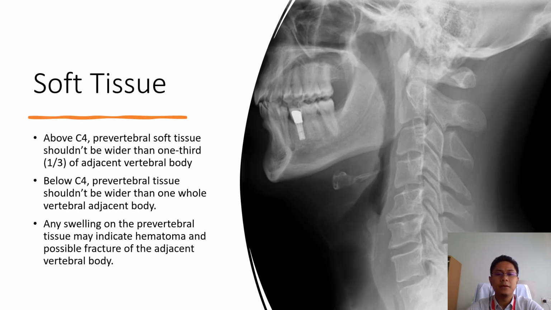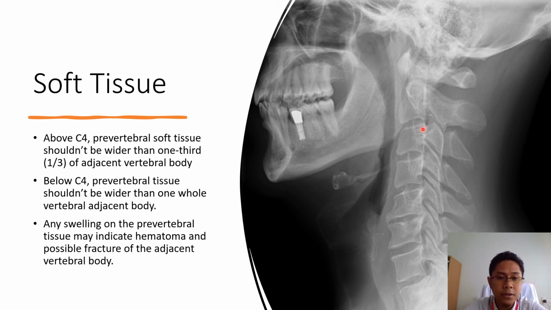And the last is soft tissue. ABCSS, the last S is soft tissue. The soft tissue is where we look, actually, at this part. This is the soft tissue, which is less radio-opaque than our bones here. This soft tissue, which is located at the anterior part of your cervical X-ray, will help you in reading the cervical X-ray.